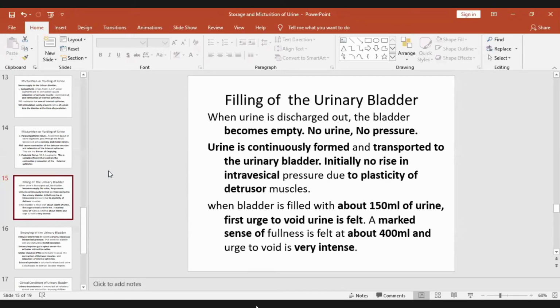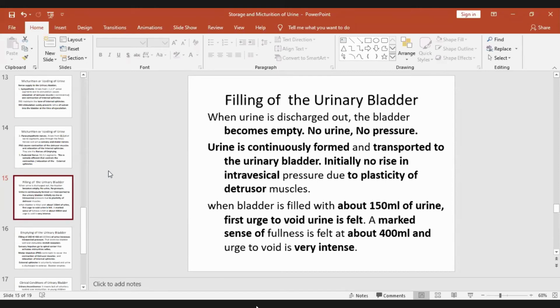What is this plasticity? Plasticity is the quality that whenever there is an increase in the pressure, the bladder expands, and the result is that the pressure decreases back. So because the urinary bladder has plasticity, initially when the urine is collected, there is no rise in the pressure. As the urine is collected, pressure increases, and plasticity will bring it back.